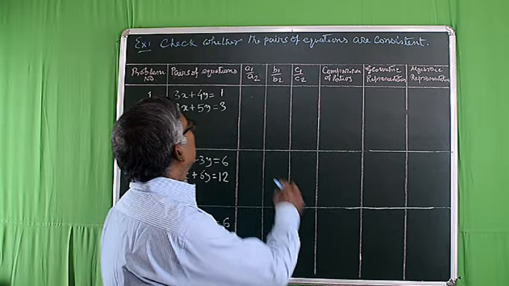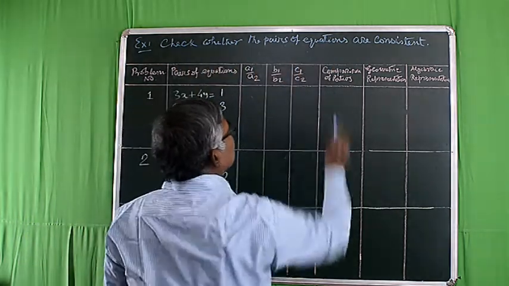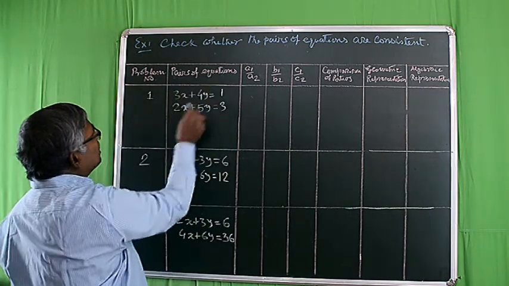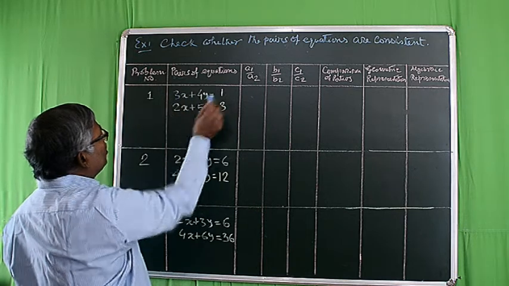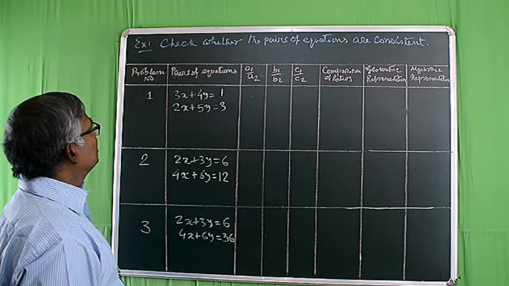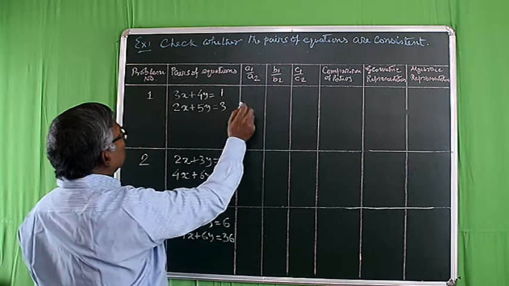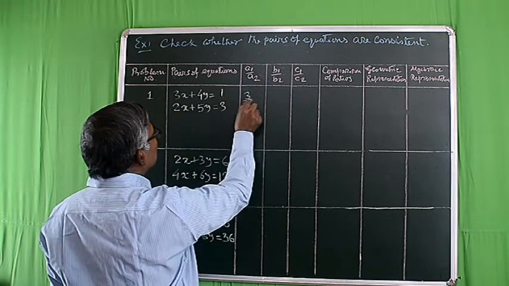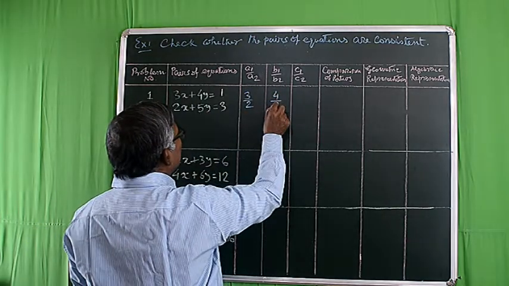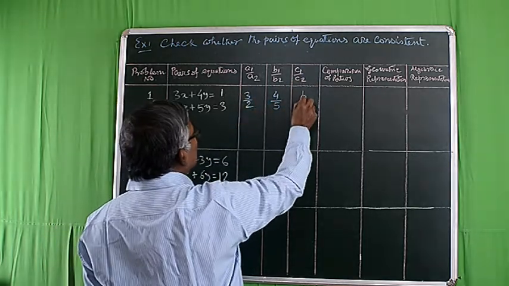Let us consider the following problem. Check whether the pairs of equations are consistent. Here problem number 1. The pairs of equations are given as 3x plus 4y equal to 1 and 2x plus 5y equal to 3. Students, here what is the ratio of a1 by a2? That is 3 by 2. b1 by b2, that is 4 by 5. And what is the value of c1 by c2? That is 1 by 3.